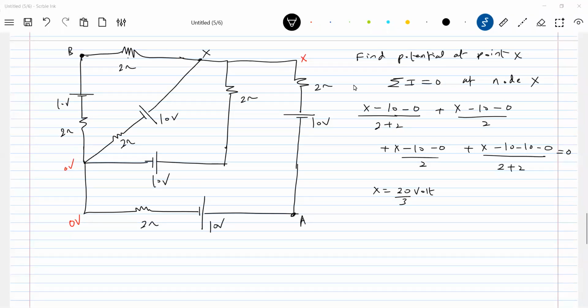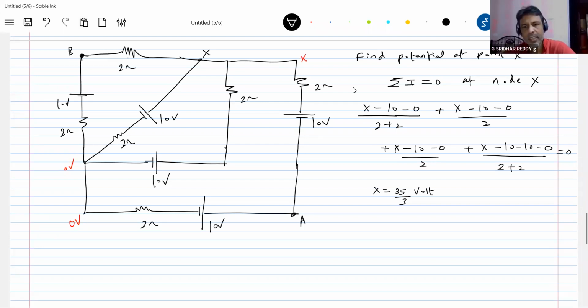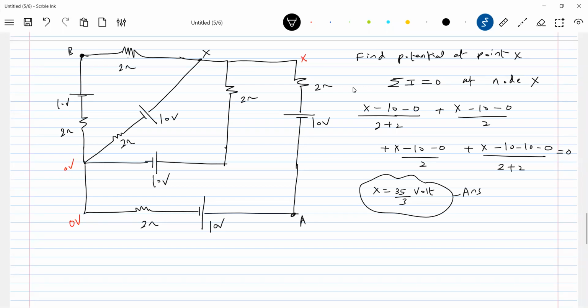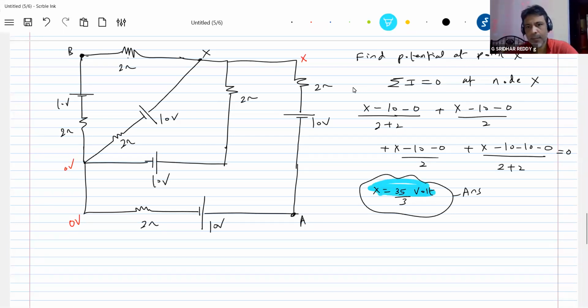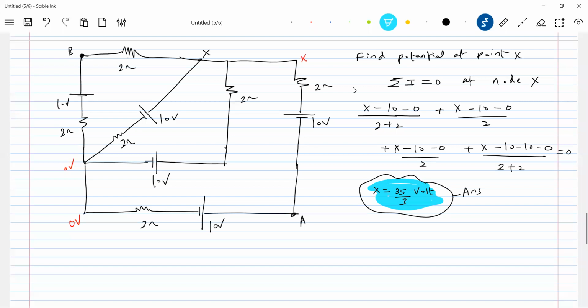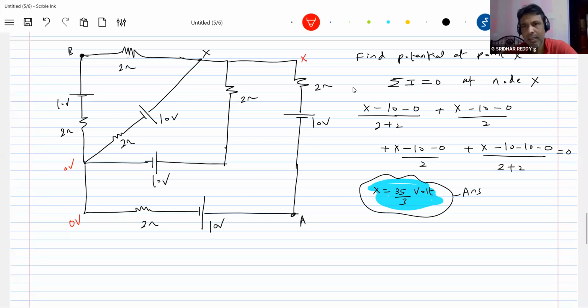35 by 3. Why a different answer? 35 by 3, sir. Oh. Shall we make it final? Yes, sir. Okay, now you can find out the current in all branches. Okay, fine. Thank you. So this should be our answer. Can you work out further? Finding out potential VAB, find potential at X. I'll add up these things at points A and B.